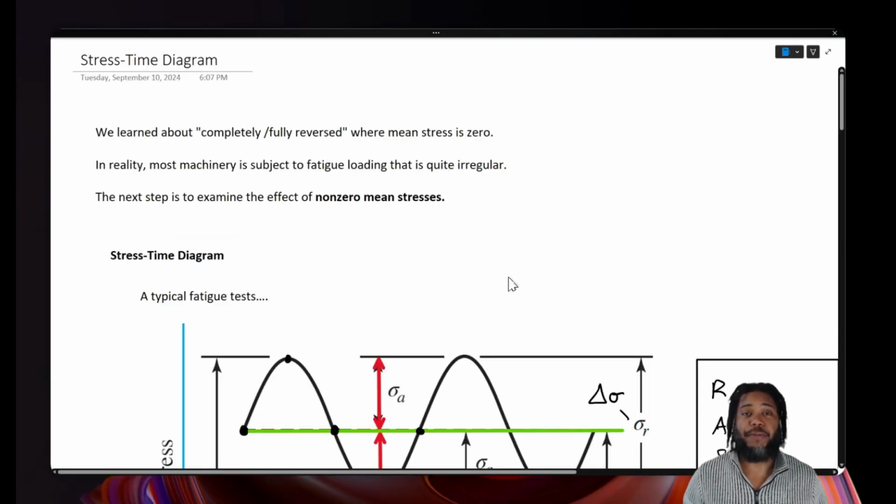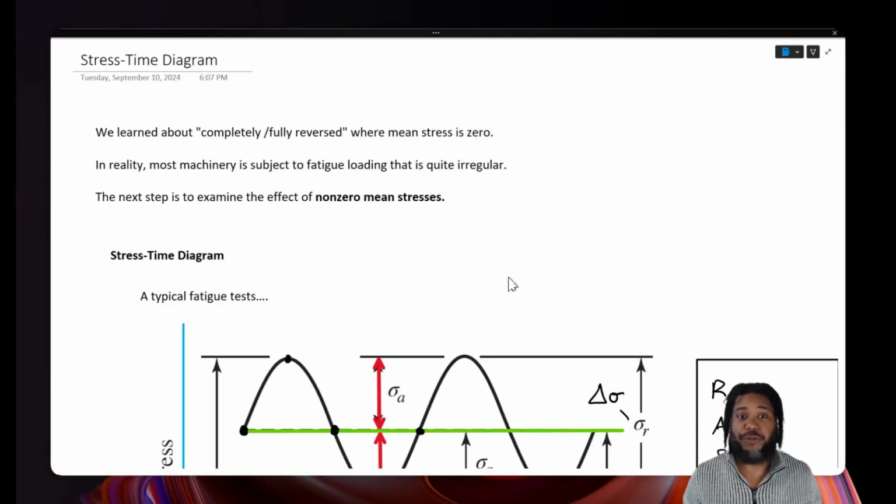Previously, we learned about completely or fully reversed fatigue, the case where mean stress is zero, where we're going through equal parts tension and compression through our fatigue cycle. In reality, most structures are actually subject to more complex fatigue loading conditions, where we are not fully reversed and where there is a non-zero mean stress.